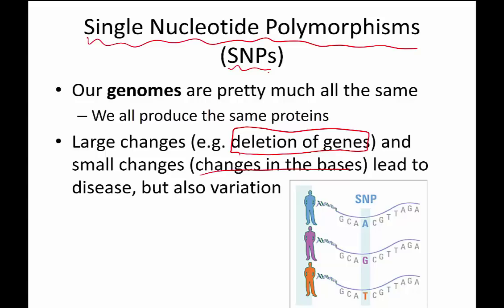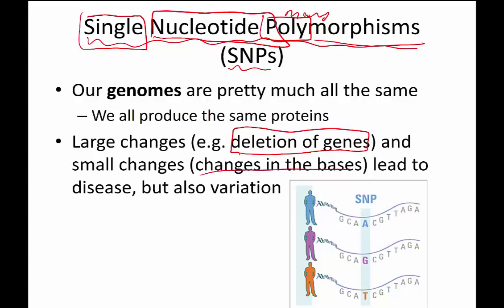So let's break this down. Single means one. Nucleotide refers to the building blocks of DNA. Poly means many, and morphisms means forms. So many forms essentially is what polymorphism means. A single nucleotide polymorphism, or a SNP for short, is just a small single base change in our DNA.